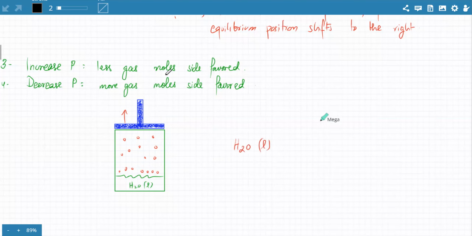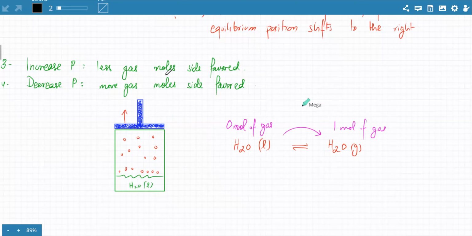And remember, if a mixture doesn't have gases, then this rule doesn't apply. It only counts the gas moles. So which side has more gas moles, the forward or the backward? The forward. There's 1 mole of gas there, and in the backward there is no gas, so 0 moles of gas. So if I decrease pressure, it's going to move forward.